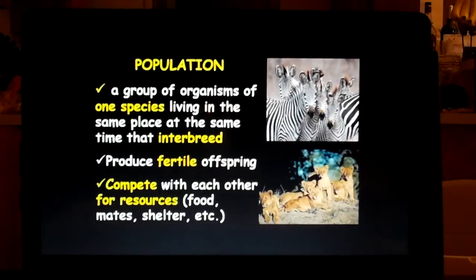This is very important because if you think of a mule, they do not produce fertile offspring. So when a horse and a donkey produce a mule, when you try to mate two mules together, they will not reproduce. So this is not a population. They compete with each other for resources. Remember, our resources are food, mates, shelter, and water.